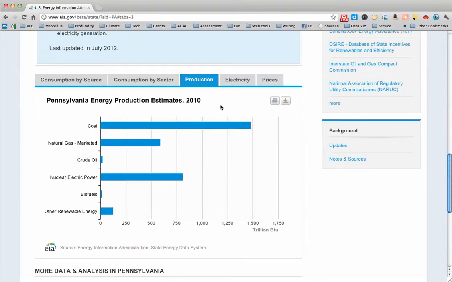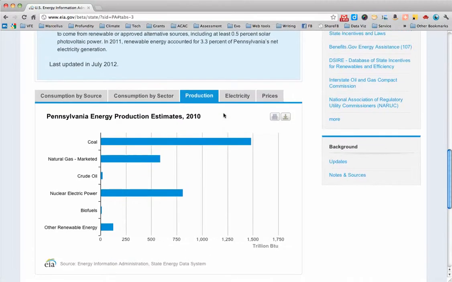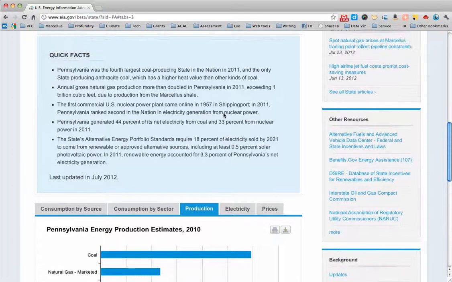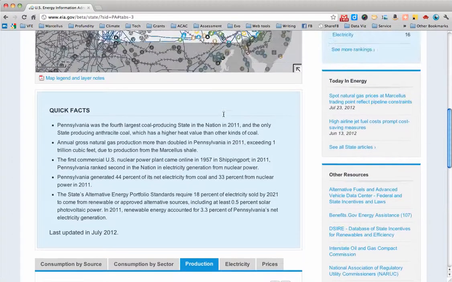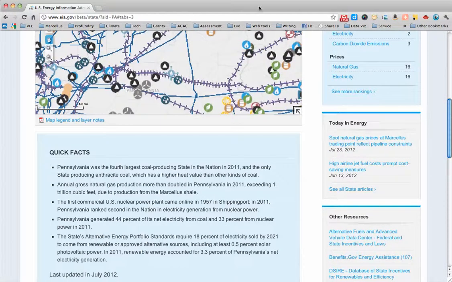I'm going to suggest that before you look at your state, if it's not Pennsylvania, that you take a guess at what these things are and see if you're surprised or not. And look around and see what there is to see on the site.